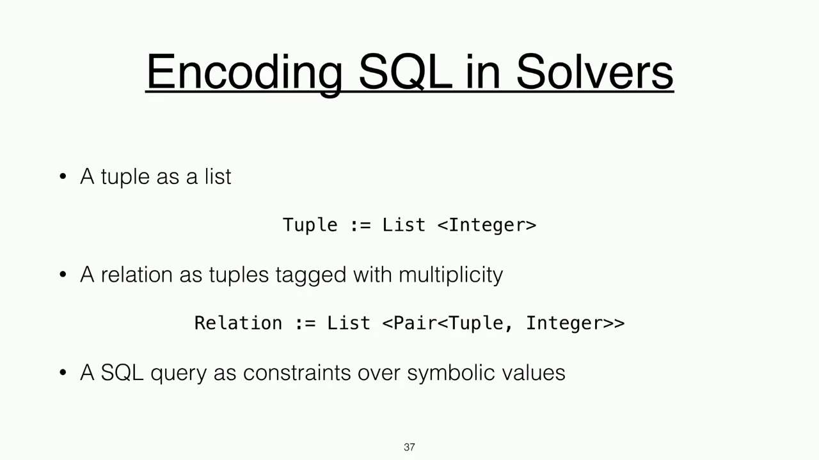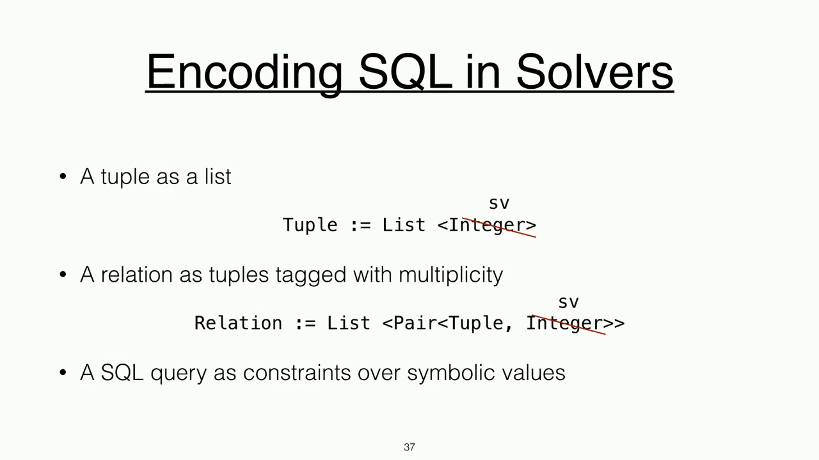You can think of a tuple as just a list of integers. And we encode a relation as a tuple tagged with multiplicity, using this kind of relation-as-a-function idea. For example, a relation is a list of pairs. The first element of a pair is a tuple, like I defined before. And the second element of the pair is an integer, which represents the multiplicity, or number of occurrences.